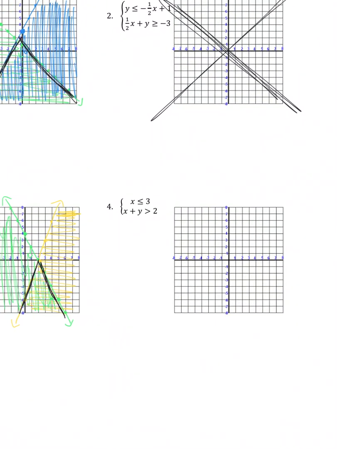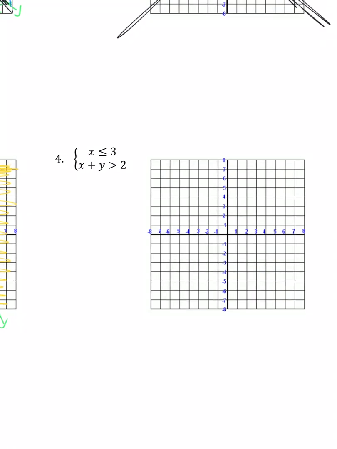Okay, we're just going to do one more. So number 4, it says x is less than or equal to 3, and x plus y is greater than 2. When I look at my first one, x is less than or equal to 3, I have no y, and I'm looking for y equals mx plus b. Well, you really can't do that with this one because it's saying whatever your x is, remember we talked about those vertical and horizontal lines? Whatever my x is means it's going to be on that x coordinate. So this is my x coordinate, so it's just going to be a vertical line going straight up and down.